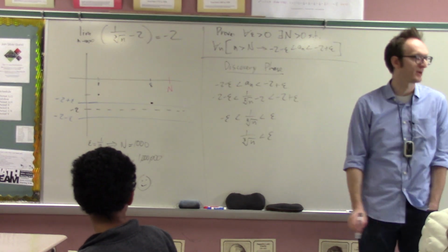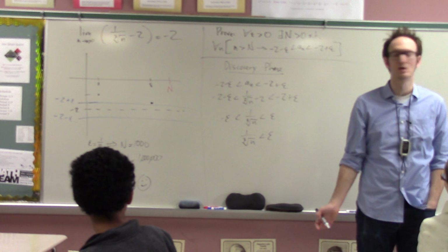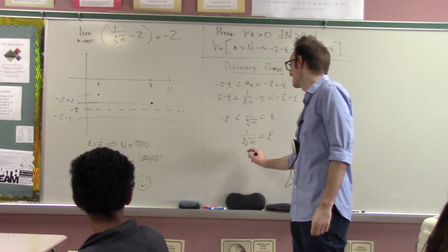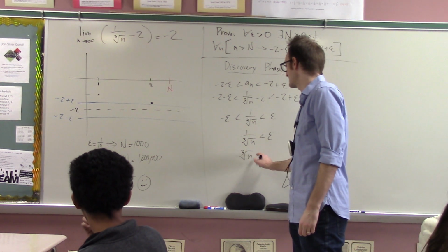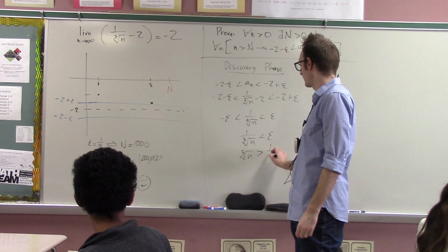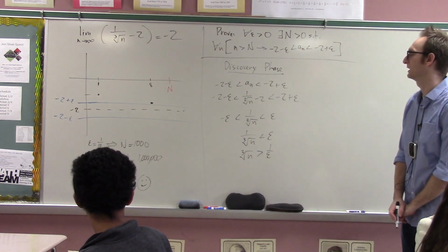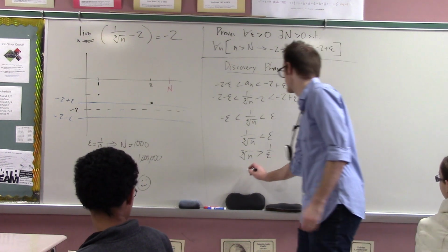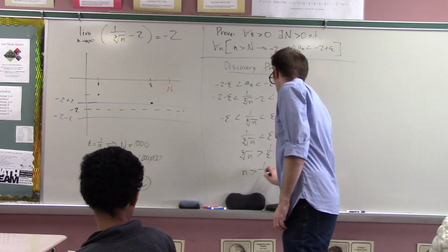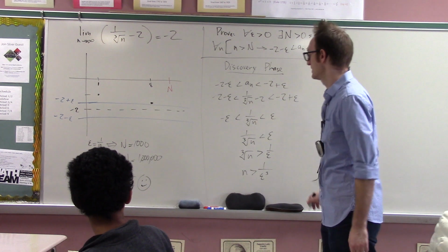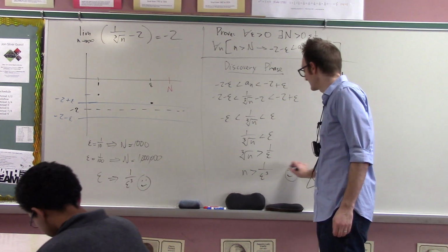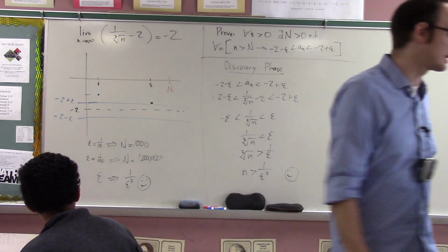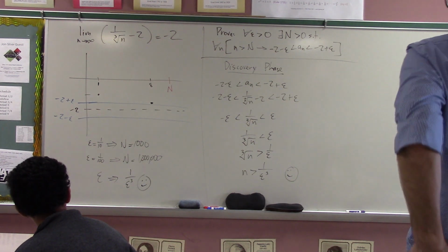Okay, now we can do 2 more algebra moves. We can reciprocate, flipping the sign. So this means that cube root n is greater than 1 over epsilon. And finally, cube both sides, which is legitimate as long as everything is positive, which it is. So n is bigger than 1 over epsilon cubed. Okay, so indeed, doing the algebra got me to the same place that common sense got me.